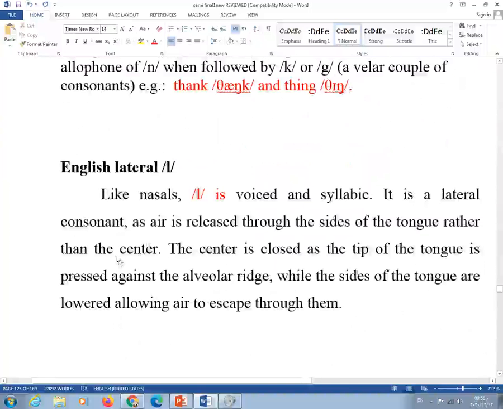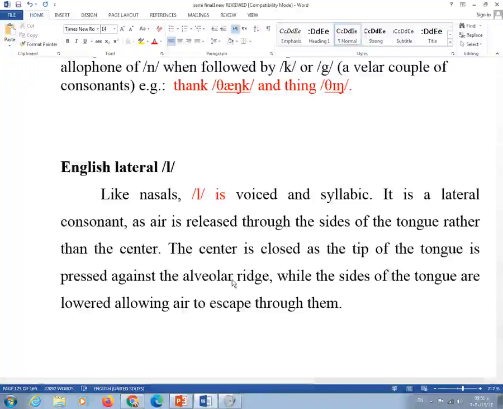Why do we call it lateral? Because air is released through the sides, the two sides of the tongue, rather than the center. The air comes out from the sides of the tongue, not from the middle. The center is closed as the tip of the tongue is pressed against the alveolar ridge. Of course L is an alveolar consonant, and we said in English there are 6 alveolar consonants. The first is t, the second is d, the third is s, the fourth is z, the fifth is n, and the sixth one is the l sound.